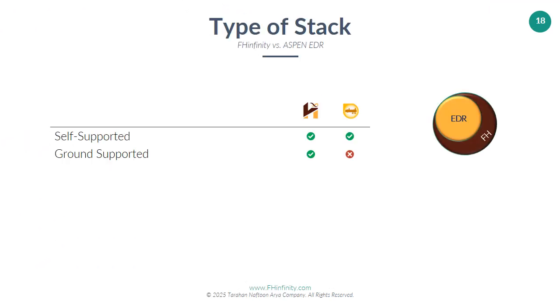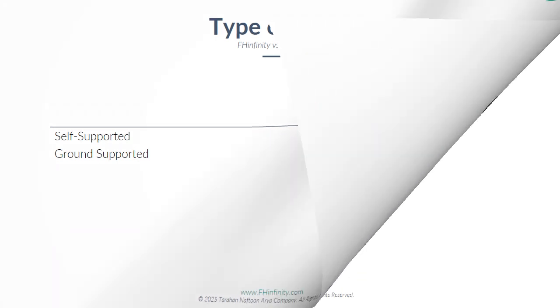Even the stack matters. Whether it's self-supported or ground-supported, FHinfinity includes these structural details in its hydraulic calculations. It's these small details that add up to a more accurate pressure drop profile.